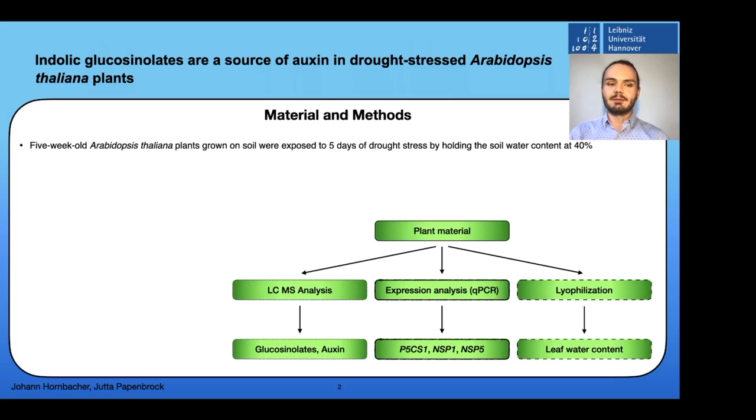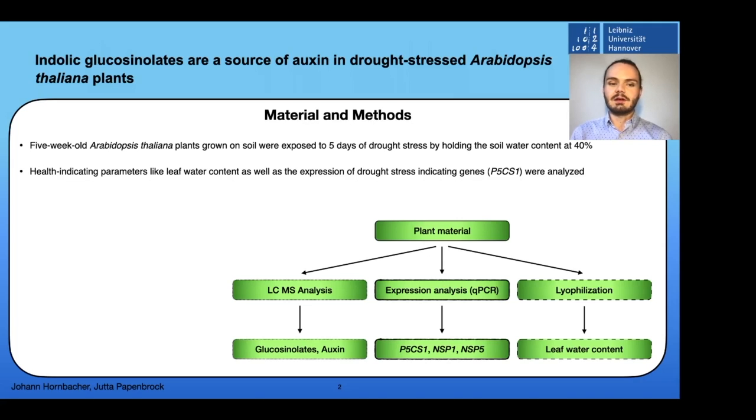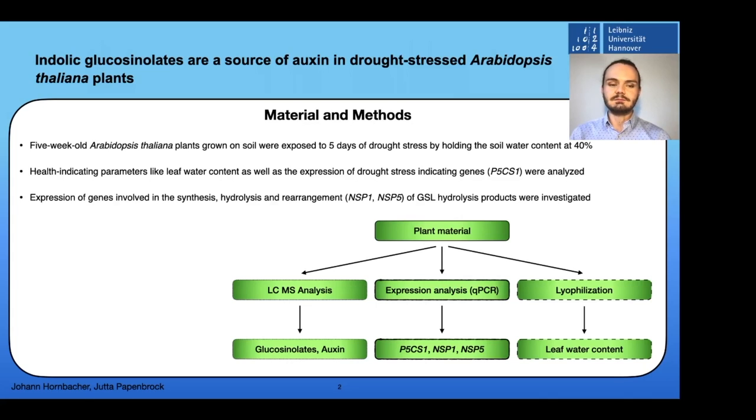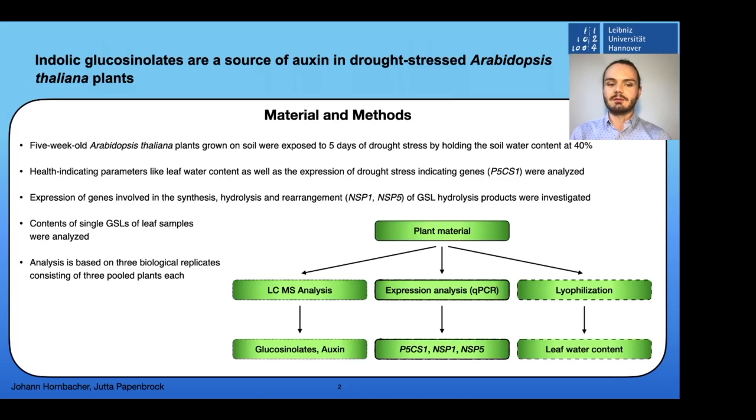For the experimental setup, I used 5-week-old Arabidopsis thaliana plants that were grown on soil, and I exposed them to 5 days of drought stress by holding the soil water content at 40%. Health indicating parameters like leaf water content, as well as the expression of drought stress indicating genes like P5CS1 were analyzed. Additionally, expression of genes involved in the synthesis, hydrolysis, and rearrangement of glucosinolate hydrolysis products were investigated. And of course, contents of single glucosinolates in leaf samples were analyzed. Our analyses were based on 3 biological replicates consisting of 3 plants each.